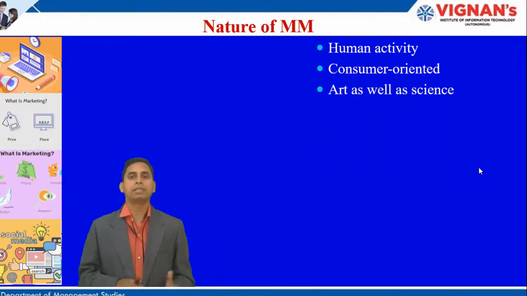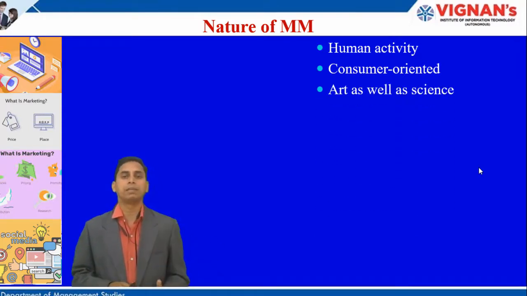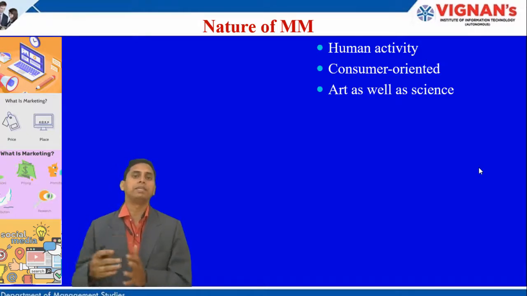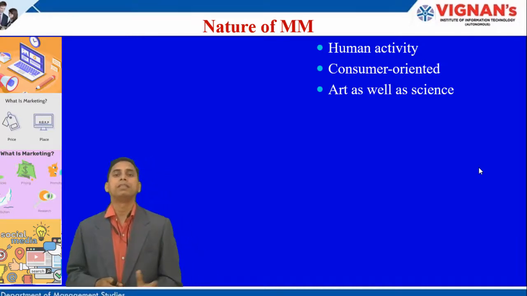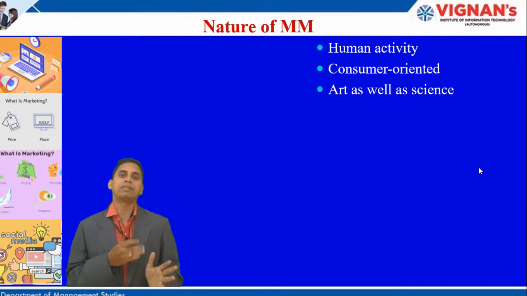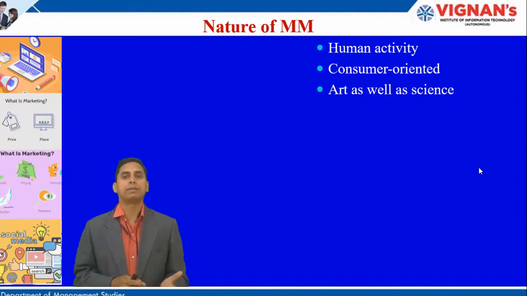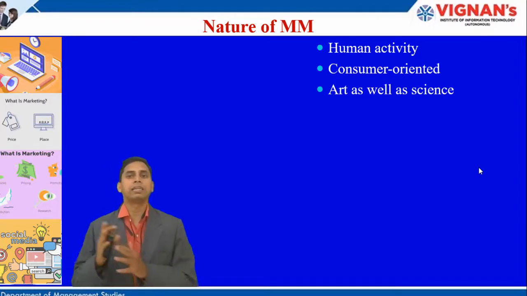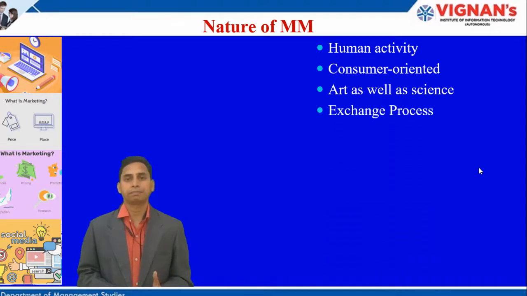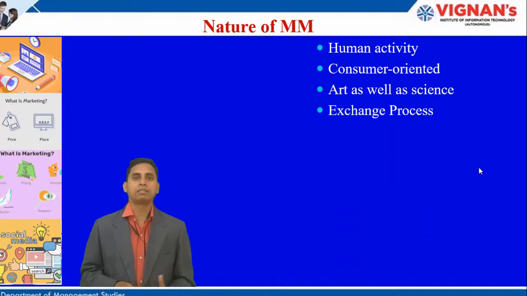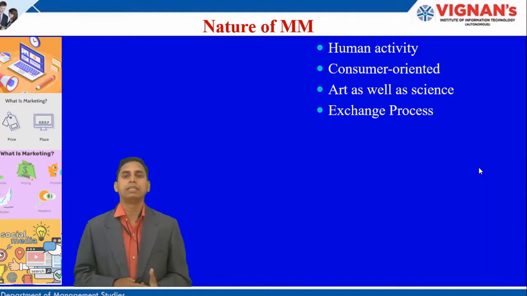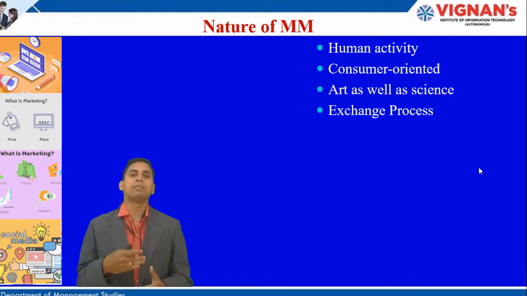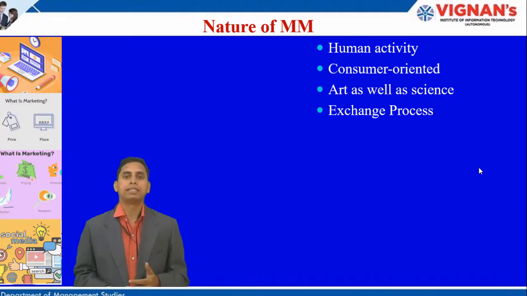Marketing management is art as well as science, because we think about customer behaviors and attitudes towards the product, and we also look at the satisfaction of those needs by systematic approaches. So that's why it's both an art and a science. Exchange process: marketing management ensures there is an exchange process, because it exchanges the products for money. So that is why it's an exchange process.